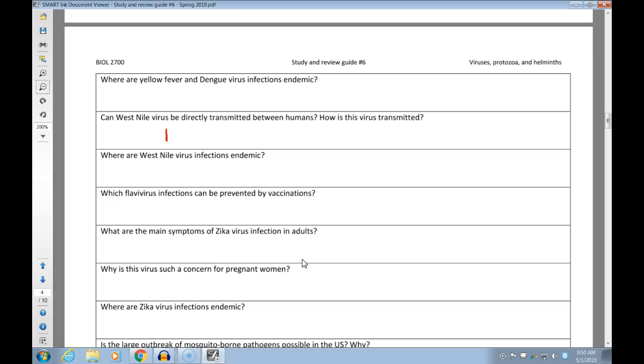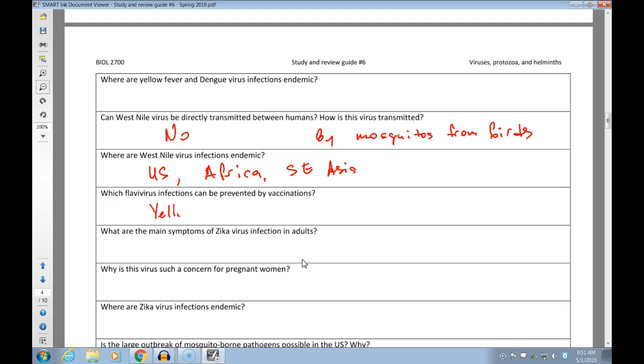Can West Nile virus be directly transmitted between humans? No. It's transmitted by mosquitoes from birds. US, Africa, Southeast Asia. Which flavivirus infections can be prevented by vaccinations? Yellow fever, Japanese encephalitis, tick-borne encephalitis. Main symptoms of Zika virus infection in adults: fever, retroorbital pain, rash, conjunctivitis.